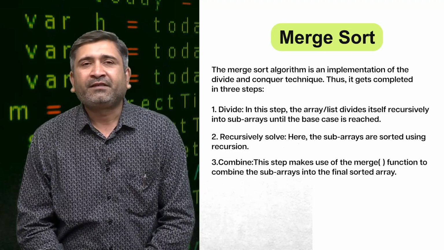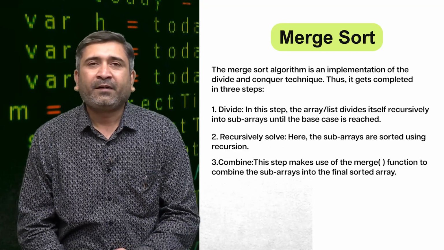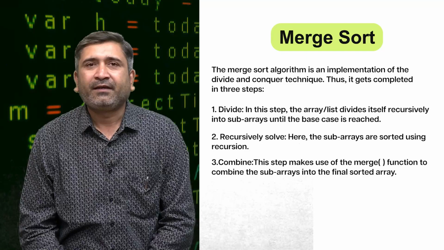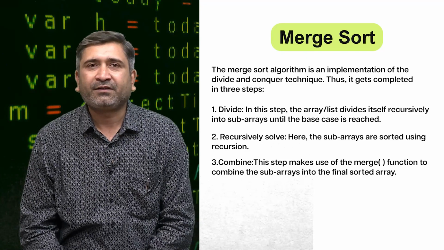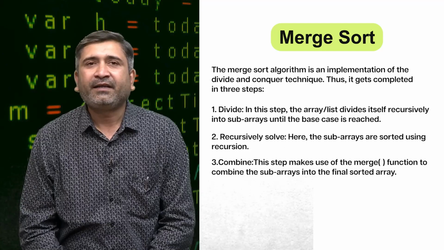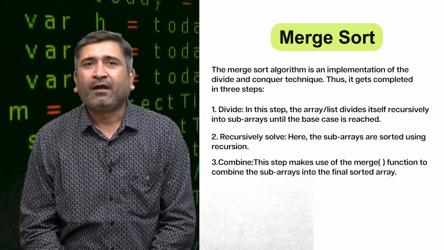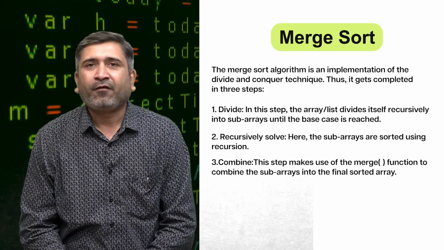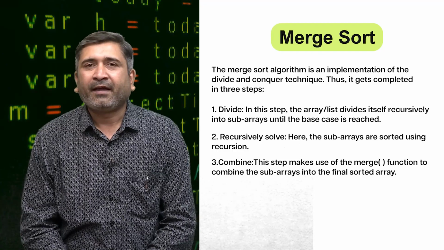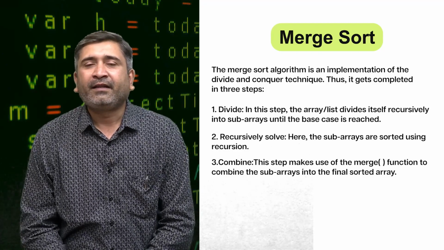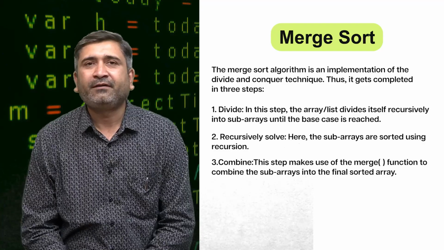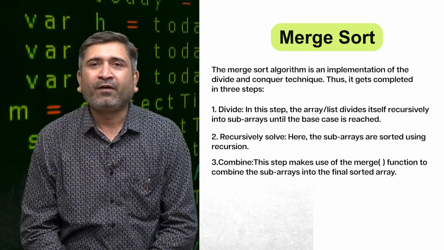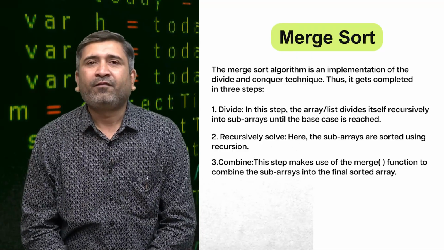Compared to the concept which we studied in insertion sort, merge sort is slightly different, as here 3 steps are required. In the first step we divide using recursion. In the second step we recursively solve, and the third is combine. After the array is divided into sub arrays and sorted, in the last step we have to combine all the sorted sub arrays and make a single array, which is the final sorted array.